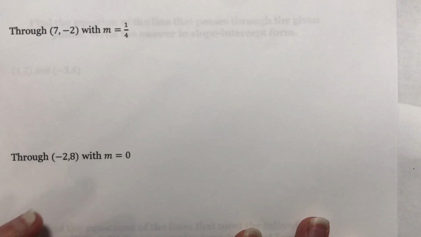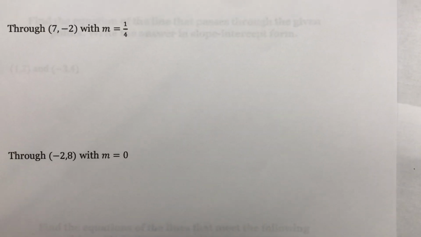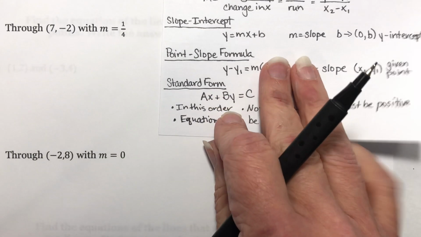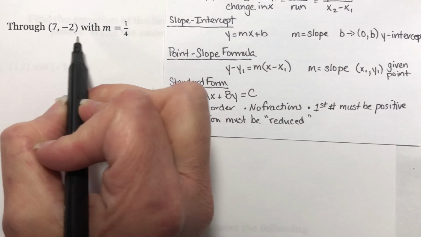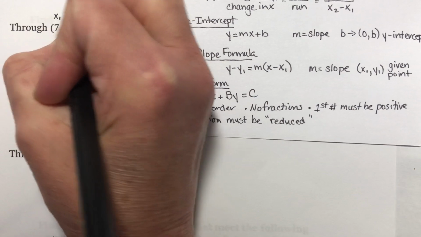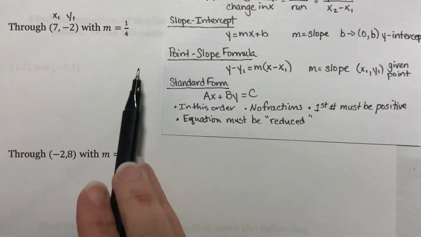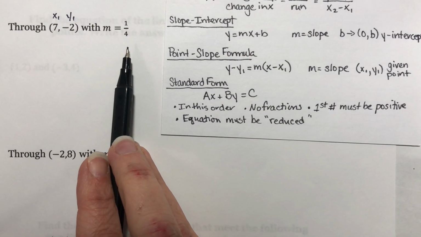This is part 2 of section 3.3. We are writing equations of lines in standard form that meet these conditions. Okay, so we want to find the equation of a line that passes through the point 7, -2. That's going to be my x1 and my y1. And I want my slope to be 1/4.